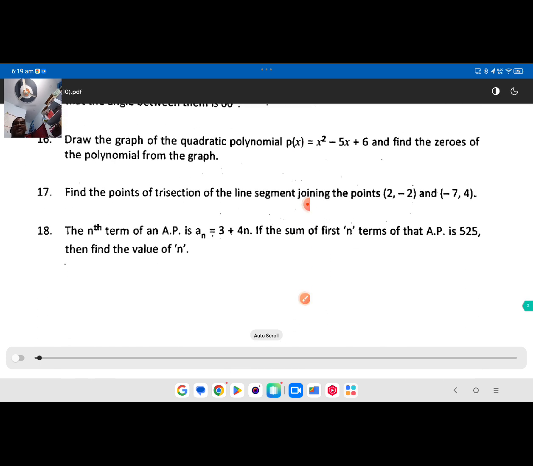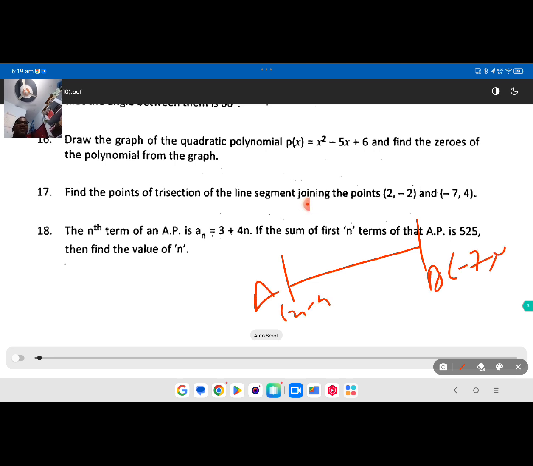Okay. Next, point of trisection. Draw the rough sketch for this also. So A (2, -2), B (-7, 4). Let us assume this point is C. Let us assume this point is D. Rough sketch, you will get half mark. And find the distance between 2 points formula. Write down the formula and box the formula. You will get half mark or 1 mark.